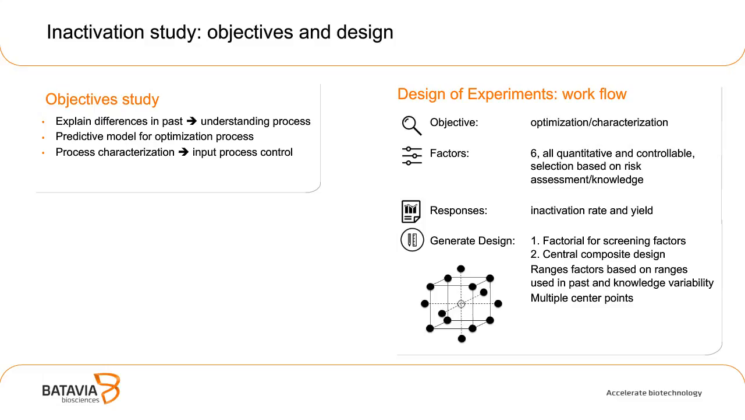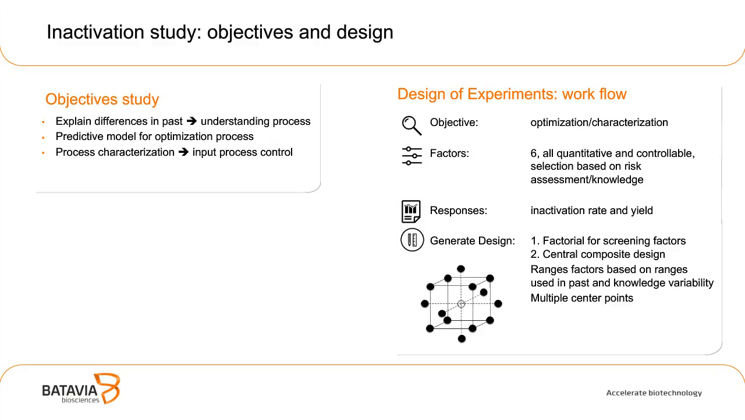And we thought, if we can explain what we see, we can maybe also use that model for further optimization and defining process control. So the workflow of this experimental work, if you look at the objective, is more optimization and characterization. We selected factors based on our risk assessment and on our knowledge, looking at all the previous runs, and we selected 6 factors, all quantitative and controllable. We also selected responses, for example the inactivation rate and the yield, and we generated the design.